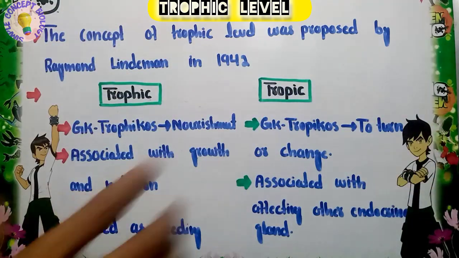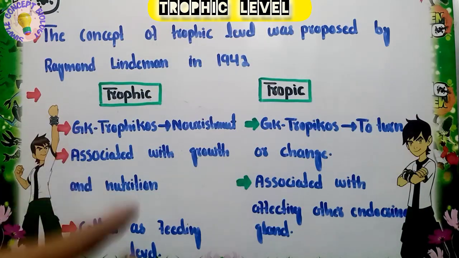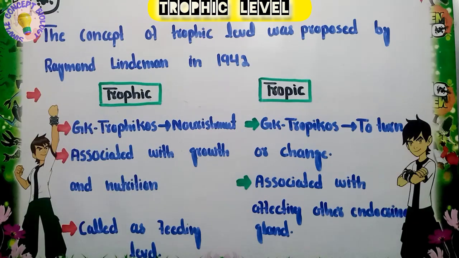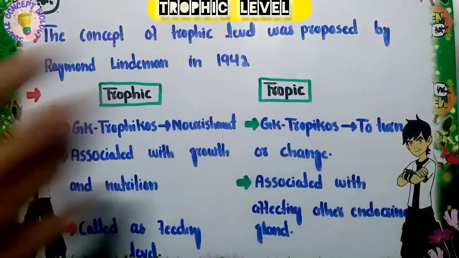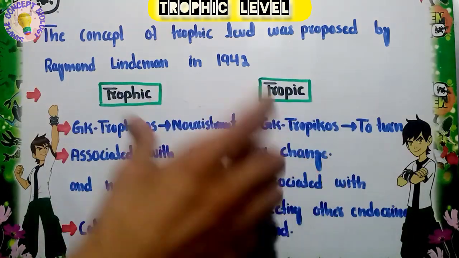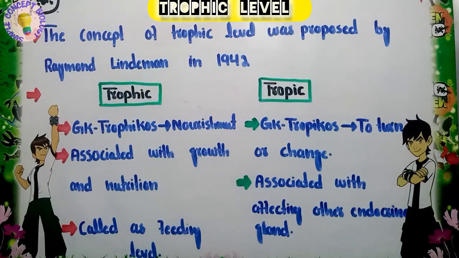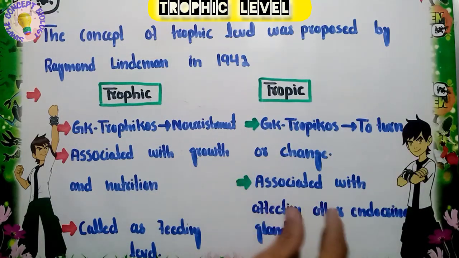So let's discuss it here, associated with affecting other endocrine glands. So this tropic is mainly related to endocrinology, that is chemical coordination. As we know, in the pituitary gland, the anterior lobe releases some hormones, and these hormones are called tropic hormones, because they are responsible for changing the secretion of the other glands. So that's why it means to turn on, because these hormones control the secretion of other endocrine glands. So mainly it is related to affecting the other endocrine glands.